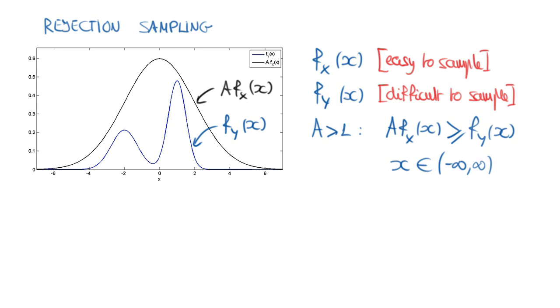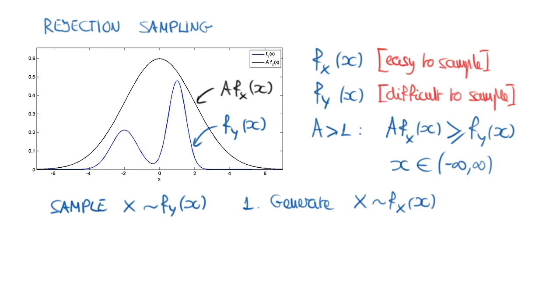The pseudocode of the algorithm is the following. Our goal is to sample from f_Y. To accomplish this, we first generate a sample from f_X. Assume that the sample generated is here. We're going to perform some calculations. This value here is f_Y evaluated at the generated sample. This value here is a times f_X evaluated at the generated sample.